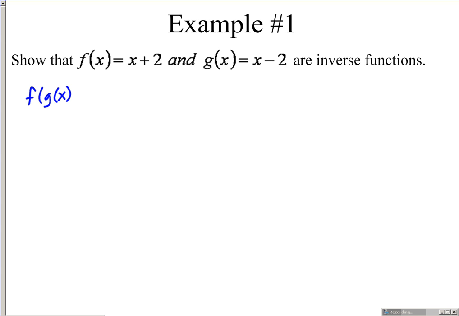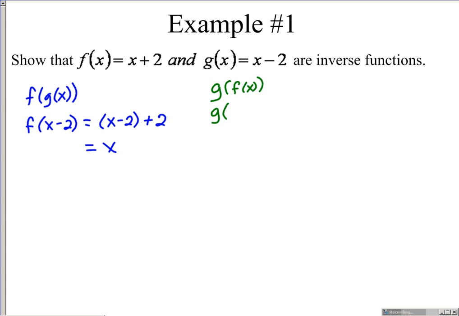We need to find f of g of x, which is going to be f of x minus 2. So now in my f function, I'm going to put in x minus 2, where I had x. Simplify, and we see that that's just equal to x. Do the same thing going the other direction. Find g of f of x. That's g of x plus 2. Plug in x plus 2. Simplify, and we get x. Showing that the composition in both directions equals x is how you verify that two functions are indeed inverses of one another.